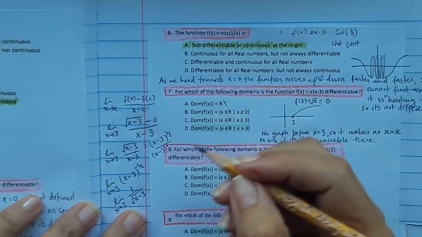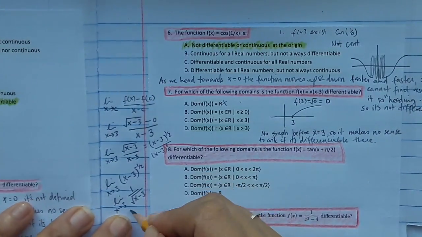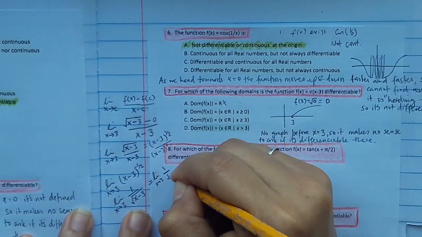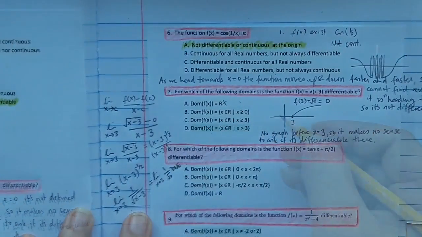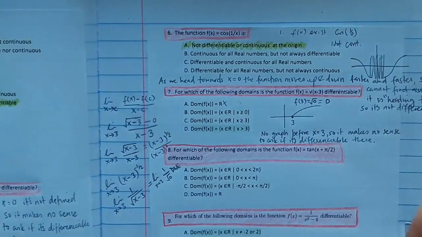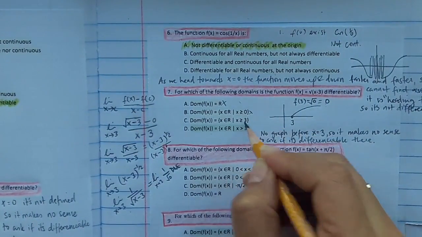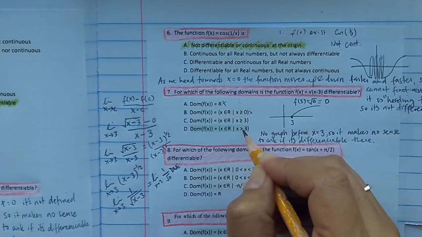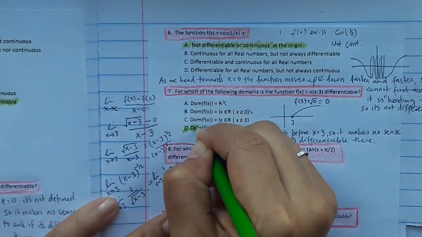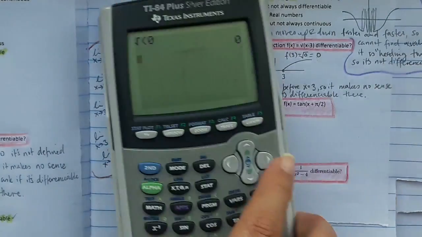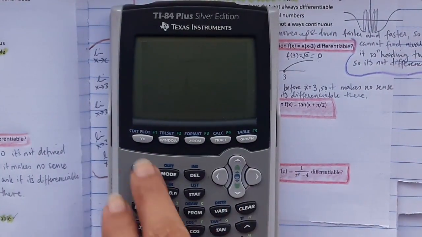Alright, then plug in 3. I'm going to get 3 minus 3 on the bottom, which is 0. So 1 over square root of 0, which does not exist. Therefore, the derivative at 3 does not exist. So the only option it could really be is D. The domain is, the derivative exists for everything bigger than 3.